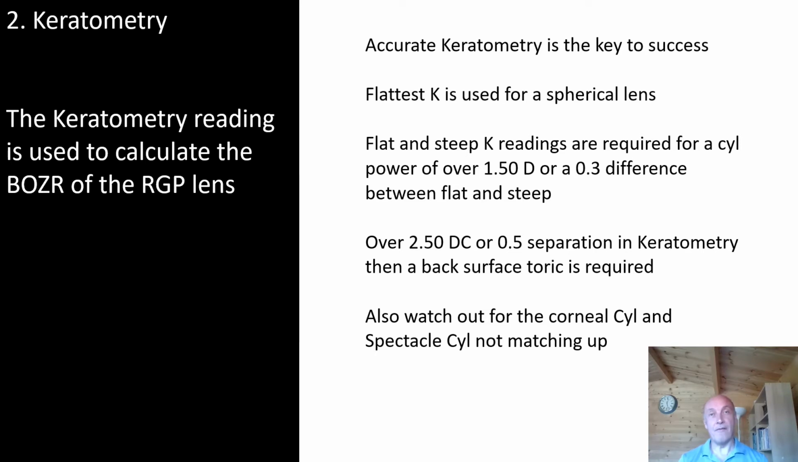The thing to watch out for is that the corneal cyl and the spectacle cyl don't match up. This can often indicate some residual cyl, and what we would potentially need to do then is create a bitoric lens with a toric back surface to correct the corneal astigmatism and a front toric to correct any residual astigmatism.